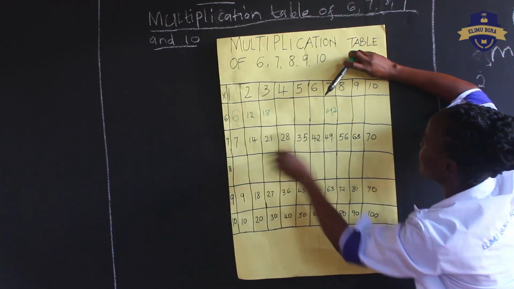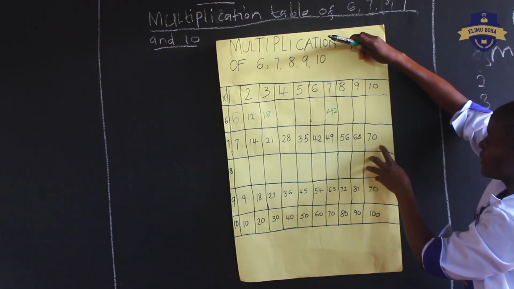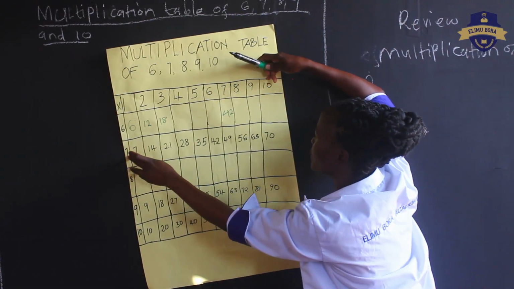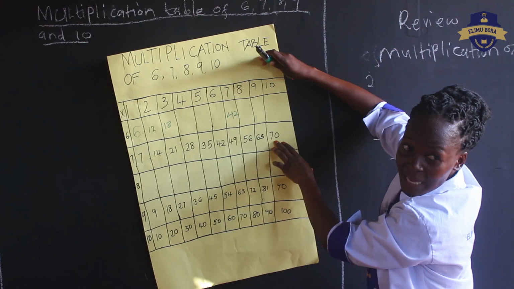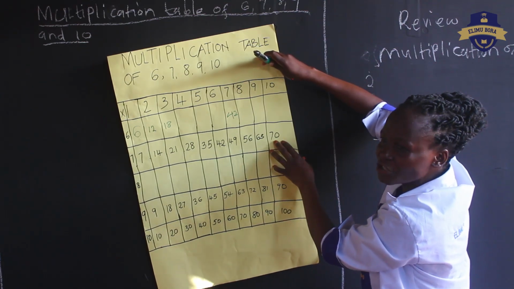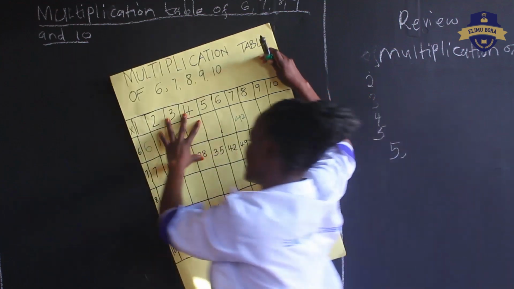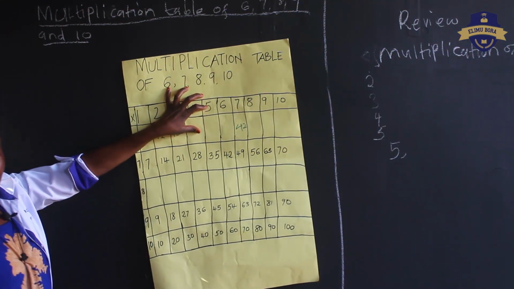Haya, 7 times 10. 7 times 10? 70. Huyu anasimama hapa juu, huyu anasimama huku kando, wanatembea, wanapofika pamoja, mahali watakutana. Mahali watakutana? Tunaweza sema junction. Hapa sasa 70 is our junction. Thank you very much.